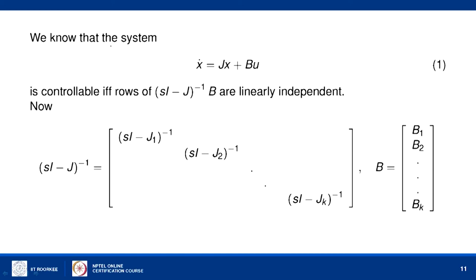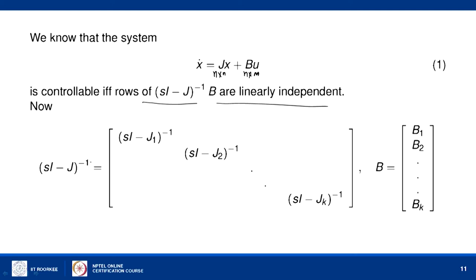So here we consider the system x dot equal to Jx plus Bu, where B is an n cross m matrix, and u is m cross 1. So we know that this system is controllable if the rows of the matrix (sI minus J) inverse B are linearly independent. That was the theorem proved earlier. So we see under what condition the rows of (sI minus J) inverse B are linearly independent.